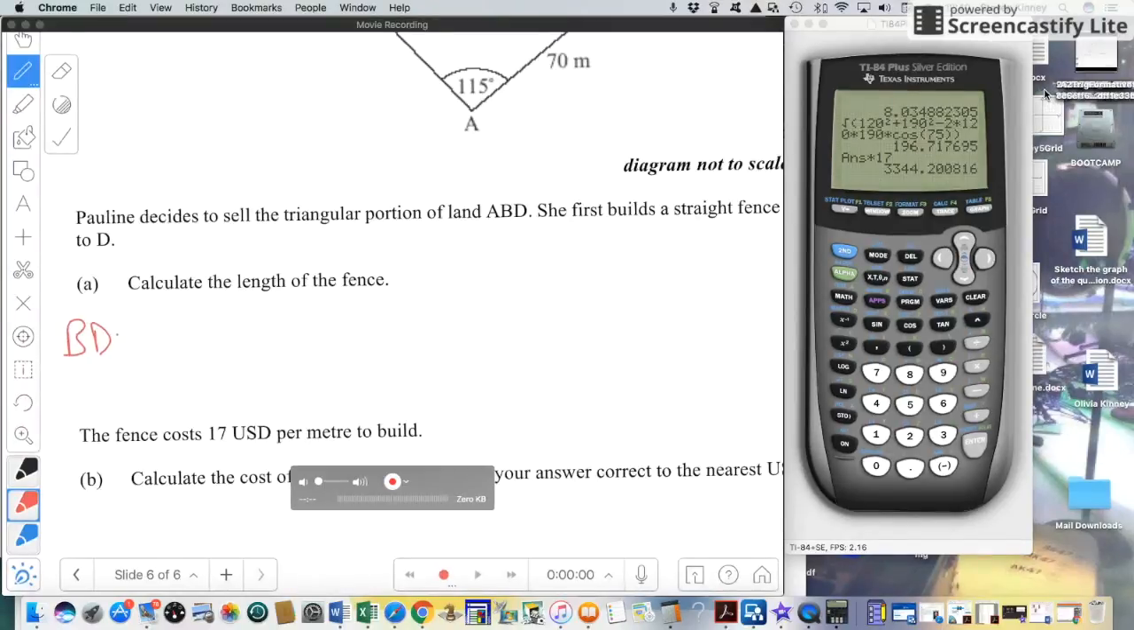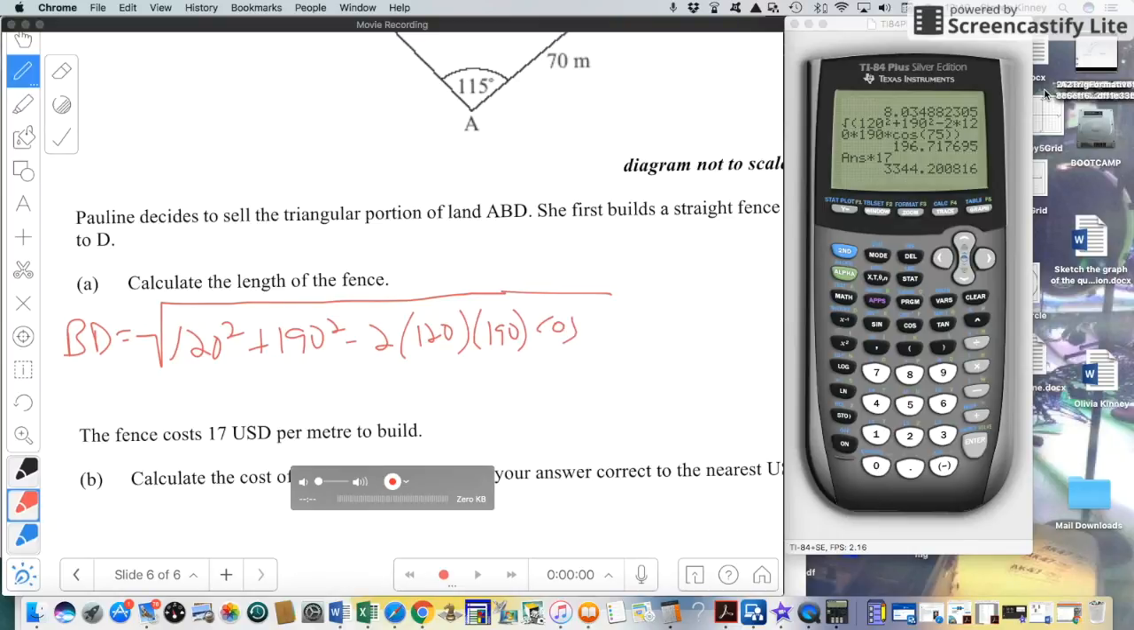So I'll just take the square root of the sums of the squares, 120 squared plus 190 squared minus 2 times 120 times 190 times the cosine of that angle, which was 75 degrees. Put that in the calculator. You can see my previous calculation here. I got 196.7 or 197. You can round it up as you wish.